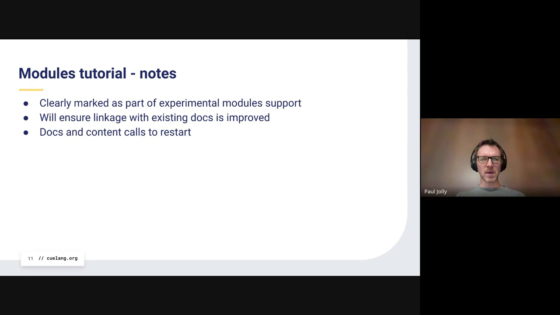What we do need to do as part of getting this module work out there, even in an experimental form, is ensure that linkage with the existing docs is improved, and indeed that the existing docs themselves are improved. We'll be starting that work next week. For example, there's existing documentation on what modules, packages, and instances are that will need some updating. It will also need linking to the experimental modules tutorial, and where we make changes, we'll make clear that this is experimental, so that we're not jumping the gun ahead of accepting the modules proposal or any feedback folks might have before we make a decision on it.